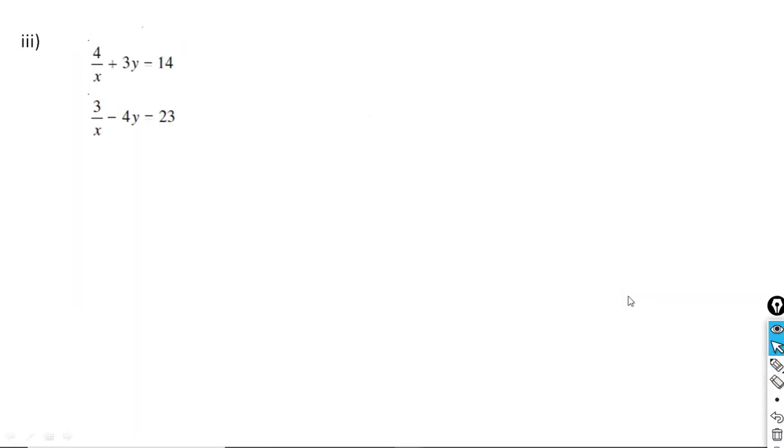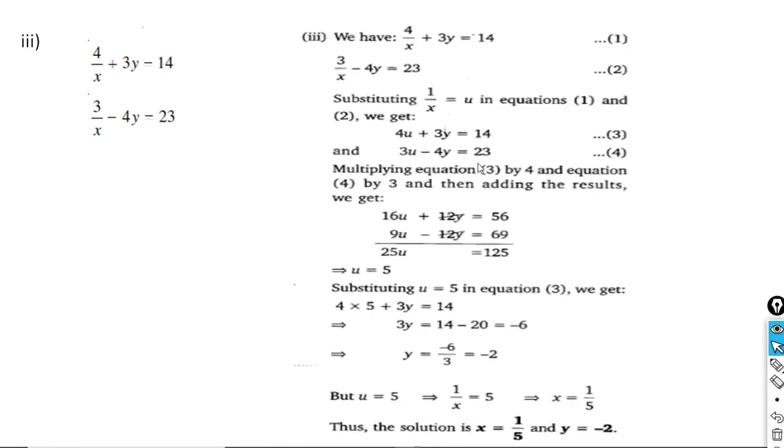Now here we have another problem. In this problem, it is 4 upon x plus 3y is equal to 14, and 3 upon x minus 4y is equal to 23. In this problem, we are going to make only one substitution. We substitute 1 upon x as u, and y will remain as such. So by solving this, you get 4u plus 3y is equal to 14, and 3u minus 4y is equal to 23.